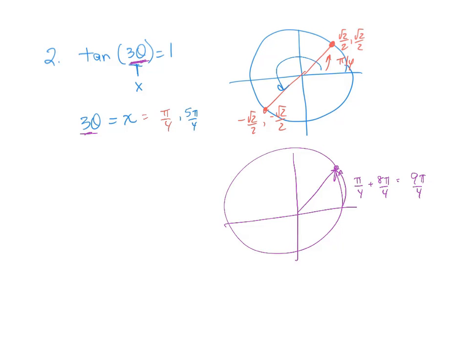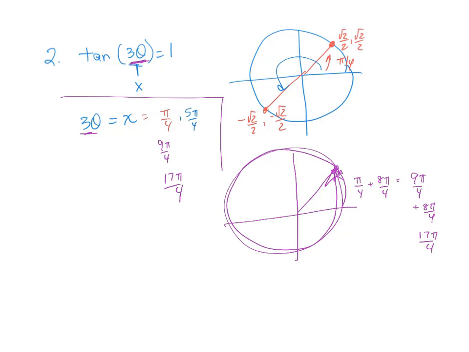So that's another option here. And because I'm dividing by 3, I need to go around one more time, so let's add 2 pi, which would be 8 pi over 4. So I'm going to get 17 pi over 4. So I have my 3 options here from my pi over 4 location.